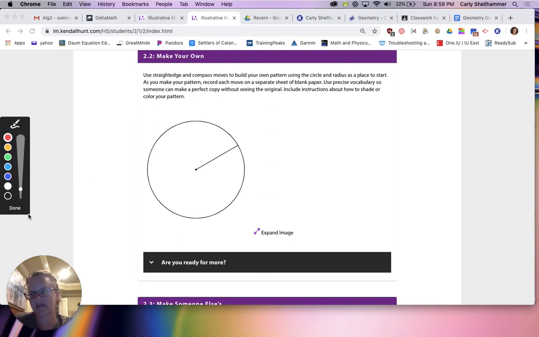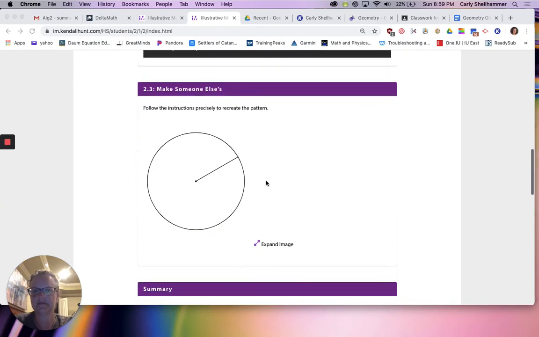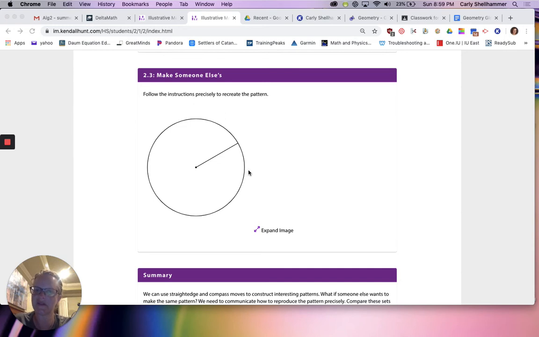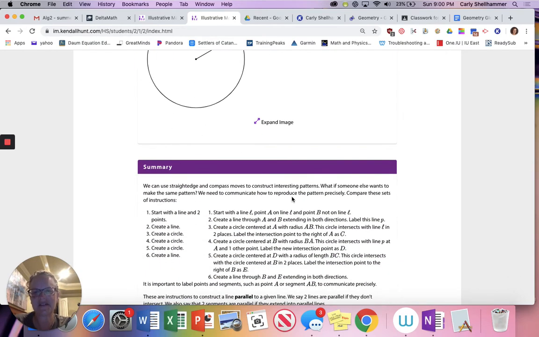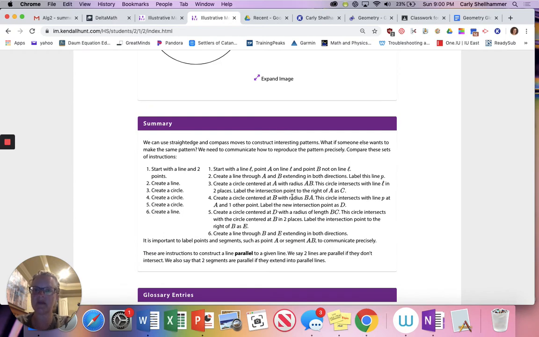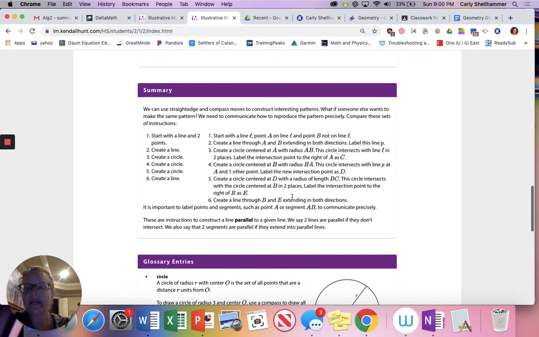All right, so let's move on. Make someone else's. So follow the instructions precisely to create the pattern. This is where digital learning is somewhat of a good day because we don't have to do that, all right? So there's our summary. I would love it if you would read through this because it's very important. We can use a straight edge and compass moves to construct interesting patterns. What if someone else wants to make the same pattern? We need to communicate how to reproduce the pattern precisely.